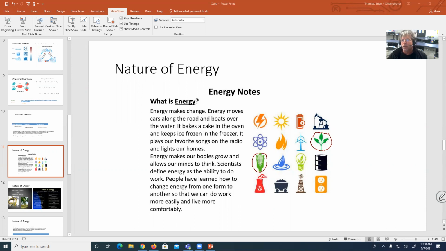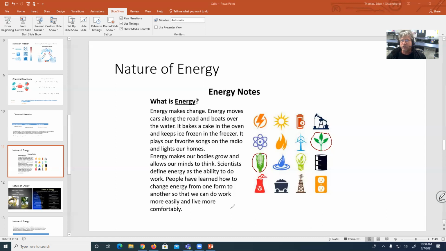And again, when it comes to scientists, we have this passage here that you may have to read on the GED test. I'll go ahead and just read this to us. What is energy? Energy makes change. Energy moves cars along the road and boats over the water. It bakes a cake in the oven and keeps ice frozen in the freezer. It plays our favorite songs on the radio and lights our homes. Energy makes our bodies grow and allows our minds to think.